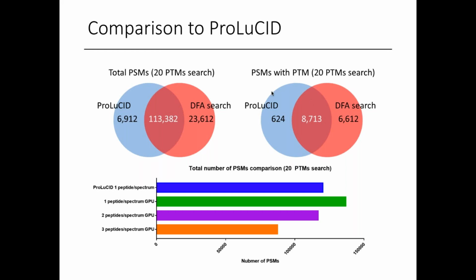PSMs with PTMs. And here's the total number of PSM comparison with 20 PTMs, and you can see the new search algorithm with one peptide per spectrum actually identifies more than ProLuCID. And as we showed here on the upper right, most of these additional identifications are due to PTMs that were missed by the old database search algorithm.